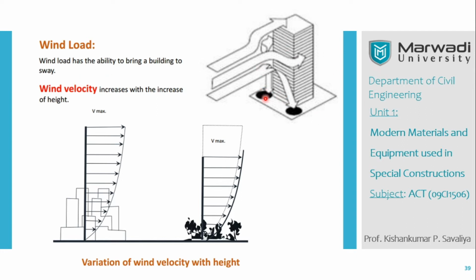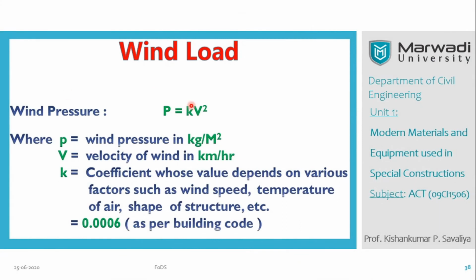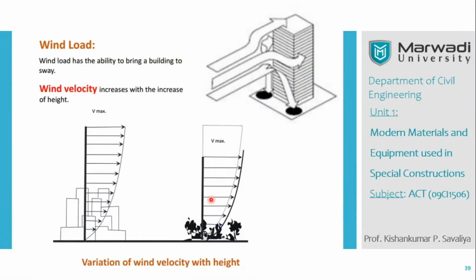Here you can see one demonstration. Wind is moving in this direction, so it will create a sway movement of a particular building. Here you can see the variation of the wind velocity with the height. Normally for tall structures, wind speed or wind velocity will increase in this manner, as per the previous formula. Here you can see the maximum velocity you are getting at the top. So you need to take care of the roof and intermediate portion of a tall building.